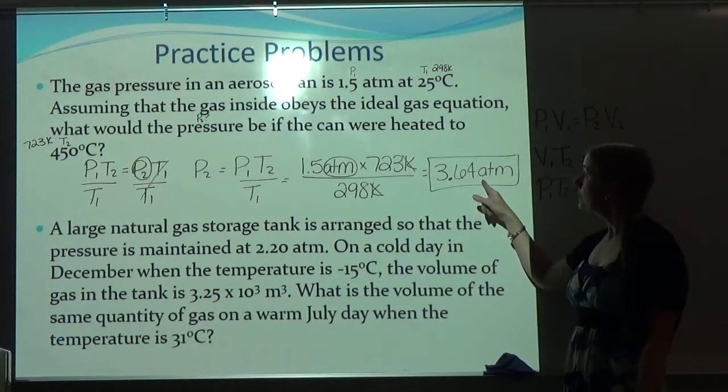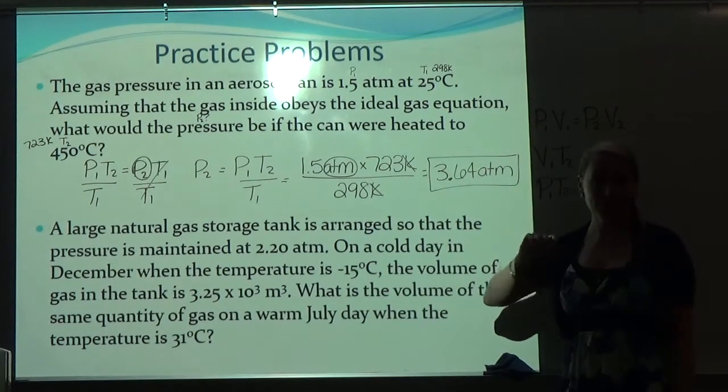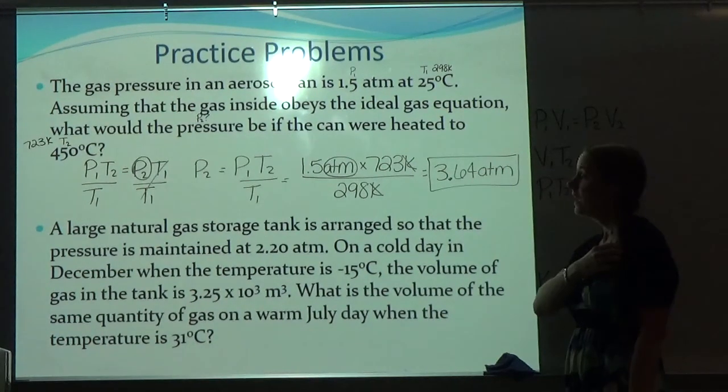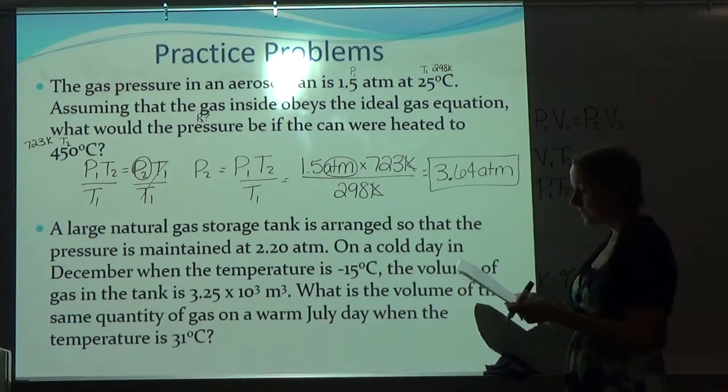Okay, normal atmospheric pressure is 1 atm. So if you heat the aerosol can, the pressure builds up really fast, and so again, it can explode. All right, so if you haven't tried one on your own, maybe pause it, look at this last one on your own, and then we'll look at it together. All right, so I'll assume you've done that at this point.